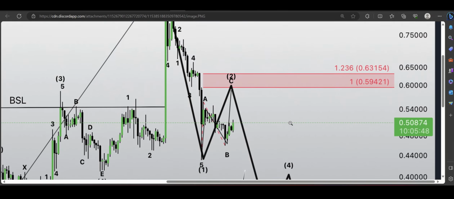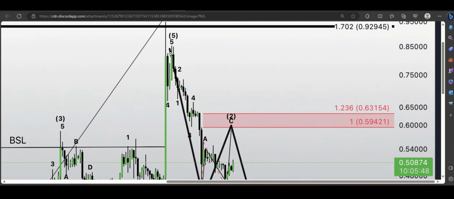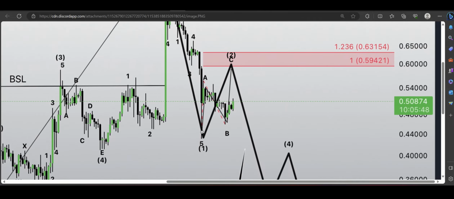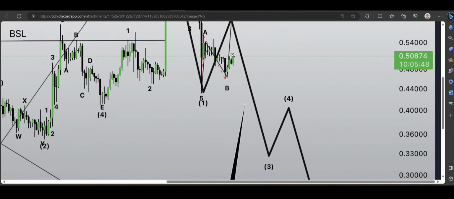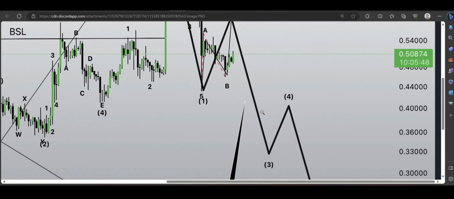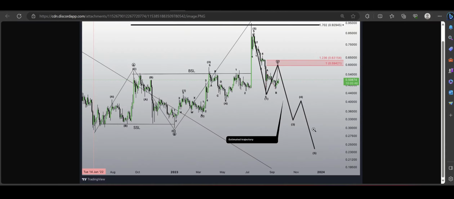And then over here, we have our 5 waves down. And then what it looks like is happening is we're having an ABC move to the upside, possibly hitting your 1 to 1.236 before we turn down, so we can formulate our wave 3, 4, and your wave 5. Now this is just an estimated trajectory, okay?